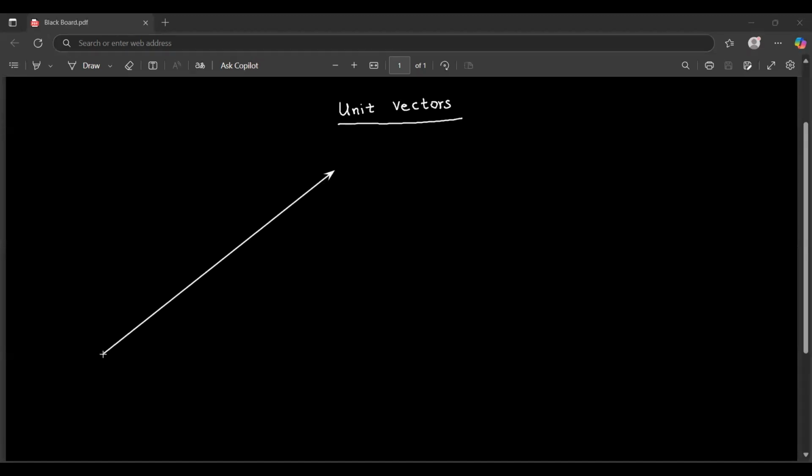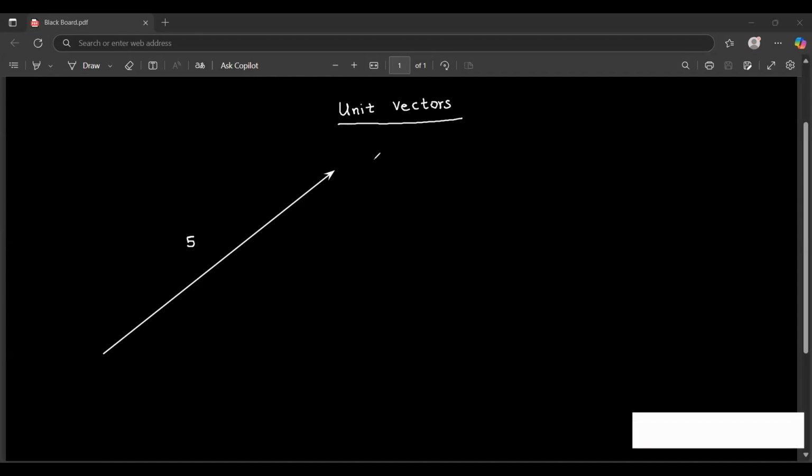Now we will move to unit vectors. What are unit vectors? Let's say you have a vector in space, and let's say the magnitude of this vector is 5 units.